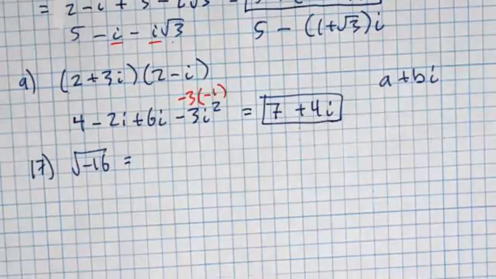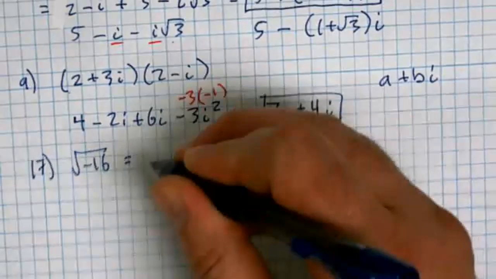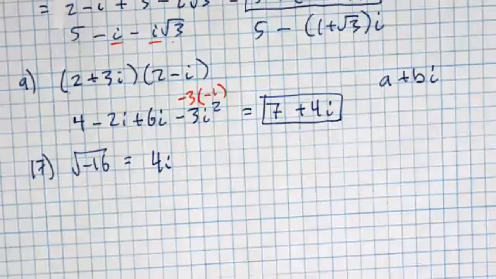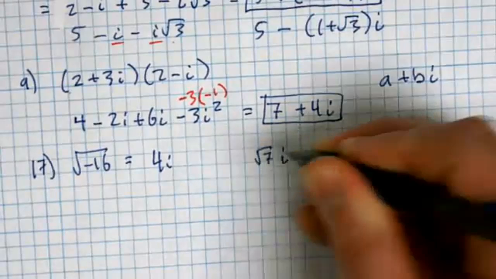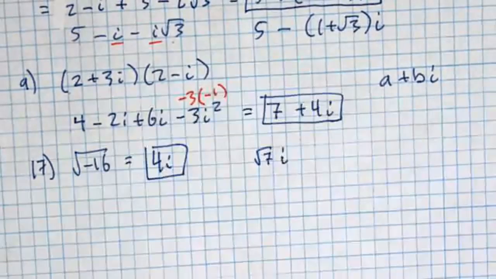All right, number 17 through 20 asks you to just write it as bi, where b is a real number. So what they're looking for here is 4i. The negative inside the radical gives you the i, and the square root of 16 is 4. Now, it's possible in this section you might end up with something like root 7i. If you can't simplify it, then just leave it as that root and pull the i out front. So these are going to be pretty quick.